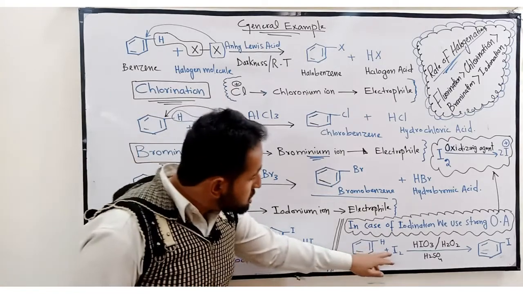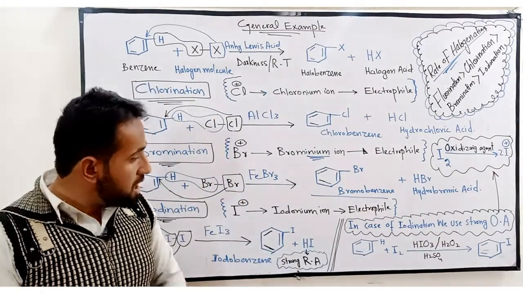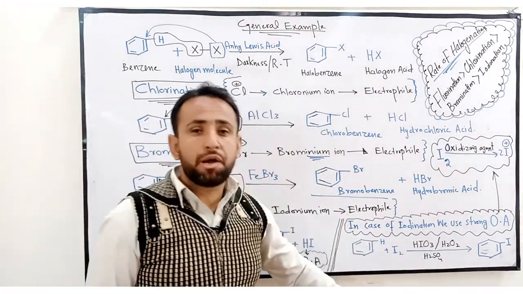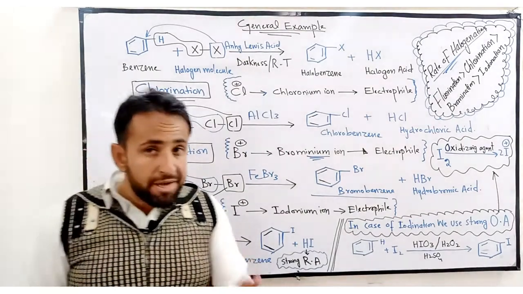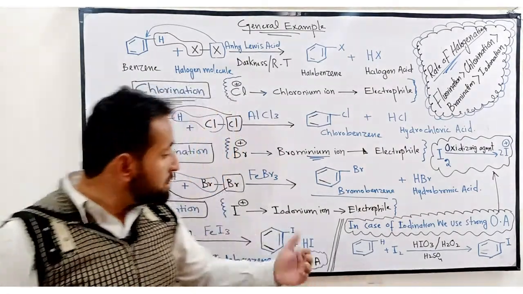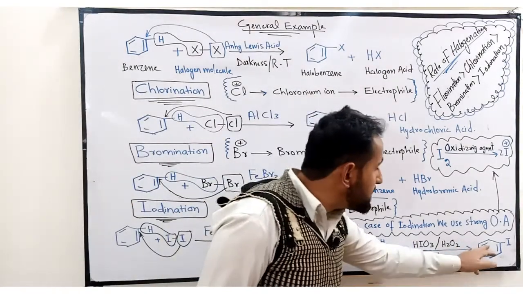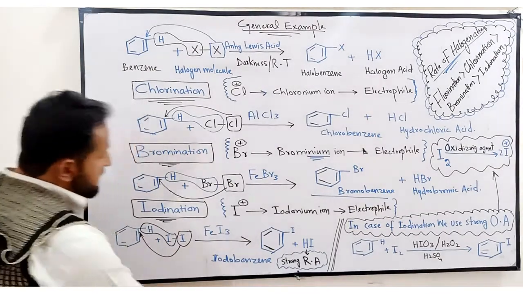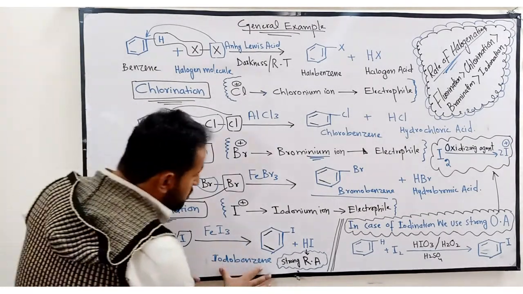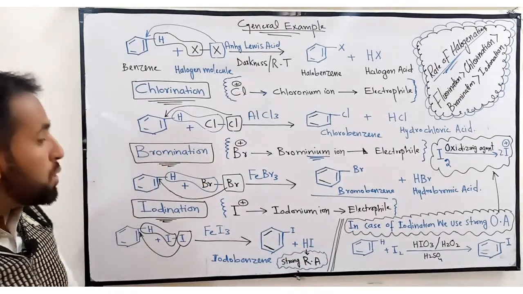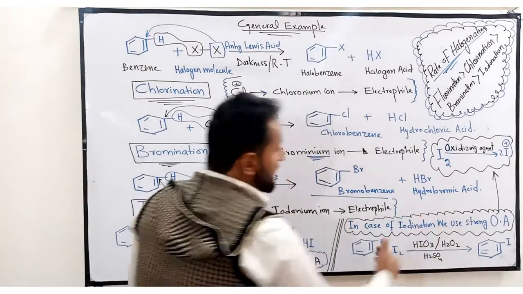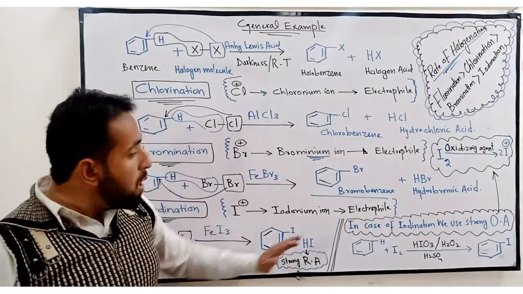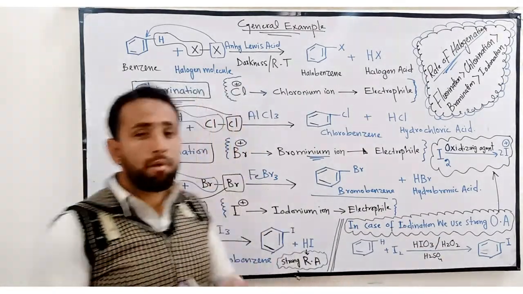Now, if I use a strong oxidizing agent in an acidic medium, for example, sulfuric acid as the acidic medium, then simply iodobenzene will form. Understand, students? Keep in mind, in case of Lewis acid, along with the iodobenzene, HI will also form, while in case of a strong oxidizing agent, there will be no HI. Only iodobenzene will be the product.